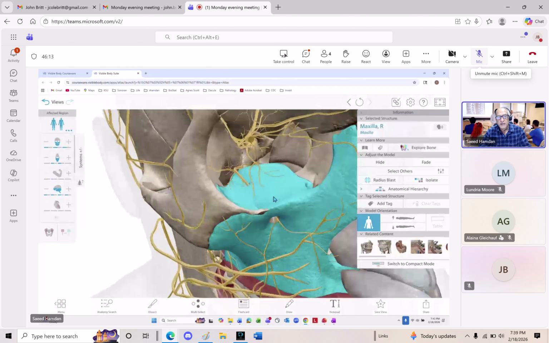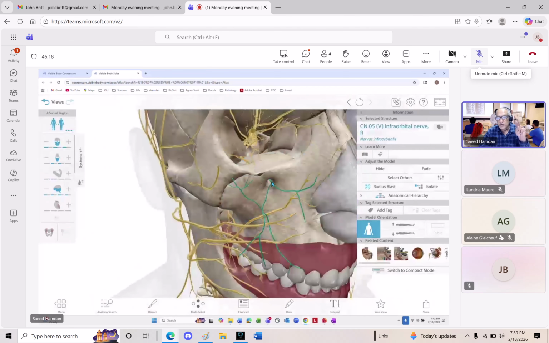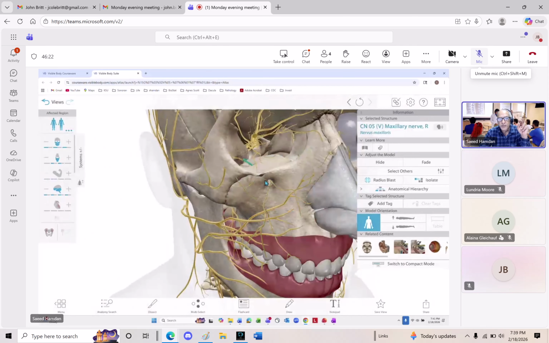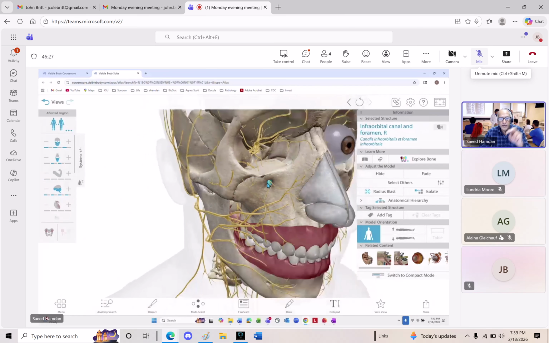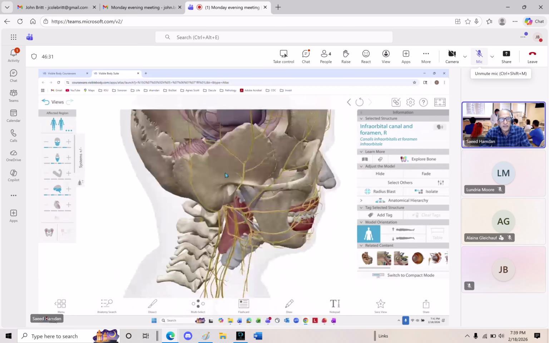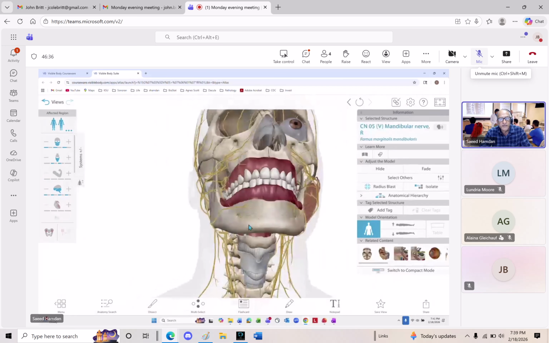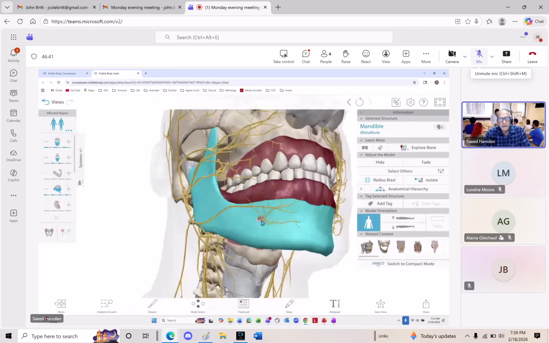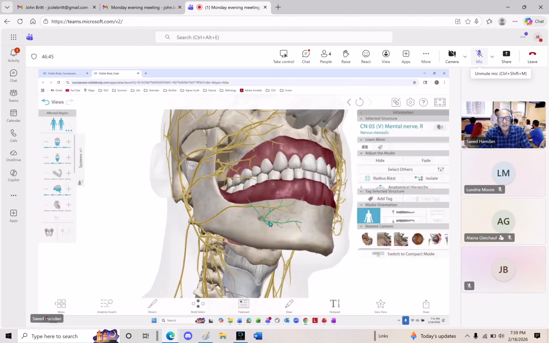And it's very well known, this is the exit point. So you have to remember them by exit point. One is the maxillary, exit point is the infraorbital foramen, this one right there. And the other one is the mandibular, which is this one right there. The exit point for the mandibular is the mental foramen, this one. It exits out right there. That's the exit point for it.